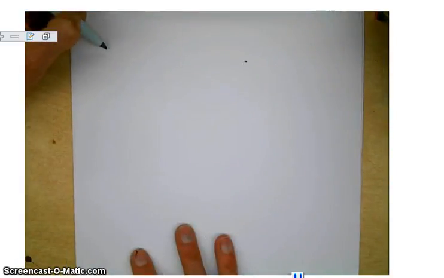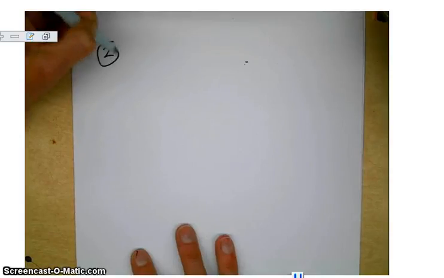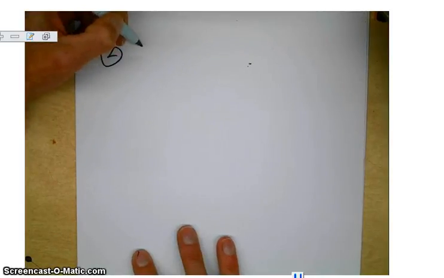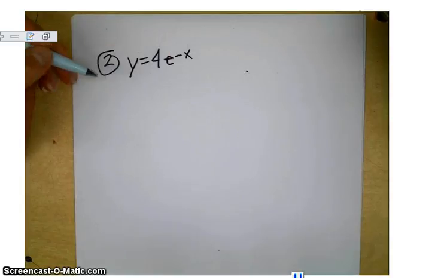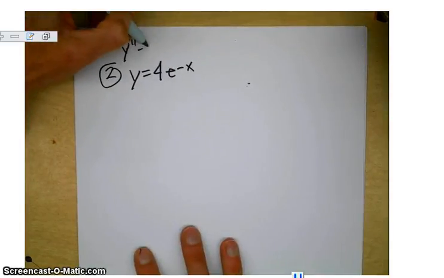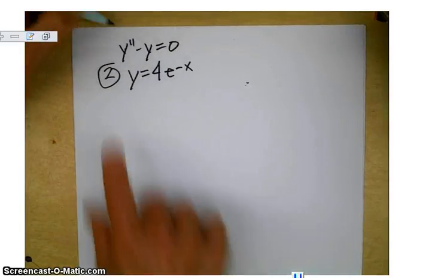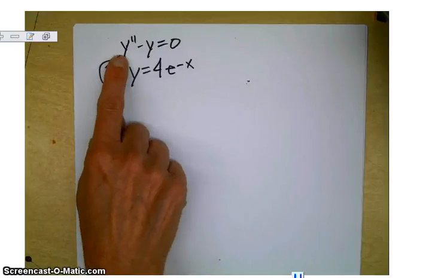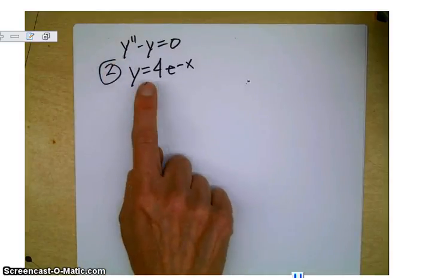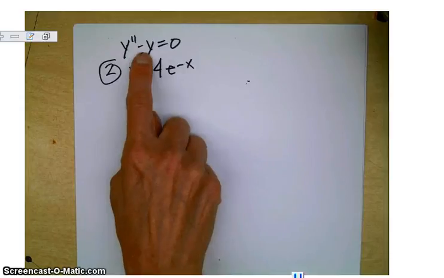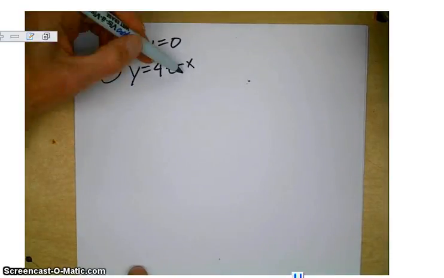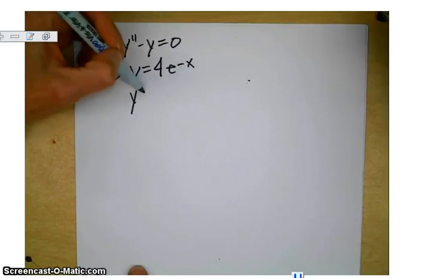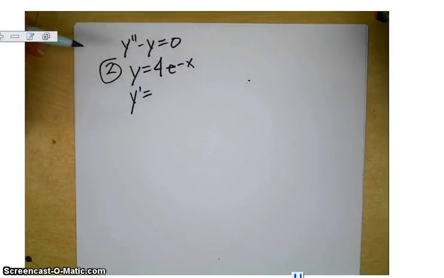Let's take a look at another example, example number 2. We want to see, does y equals 4e to the negative x fit into the same differential equation that we just looked at? This is the same differential equation we just had, and here's the function I want to see. Could this be a solution to this differential equation? All I'm going to do is take this function and take a couple derivatives. So the first derivative, 4 times e to the negative x.